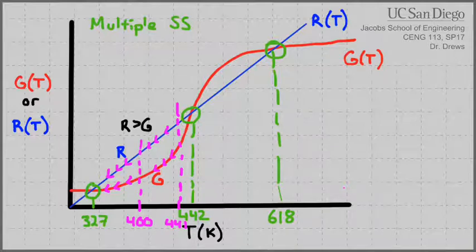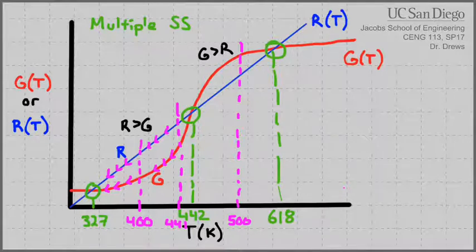What if I go above it? Over here, let's say this is 500. 500 is going to be somewhere like this. Now which one's bigger, R of T or G of T? G of T. So if I'm over here, I have G greater than R. This is the equivalent to running around outside when it's really hot. You are generating energy at a faster rate than it can be removed by whatever you've jacketed your reactor with.